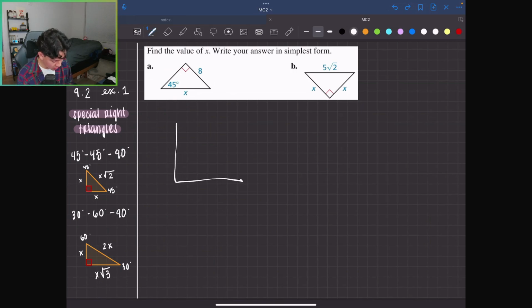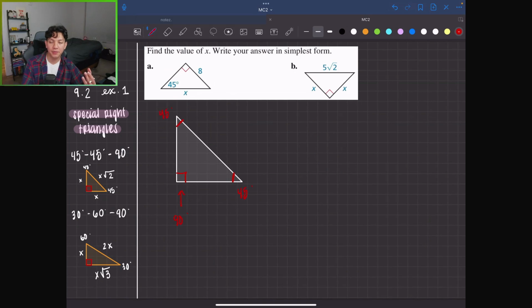If I were to draw a right triangle over here, and this is going to be our right angle, which is 90 degrees. Let's say, for example, this angle over here is 45 degrees, and this angle over here is also 45 degrees. This is a very special triangle, okay? It tells us a lot about the side lengths and also about the type of triangle we're working with.